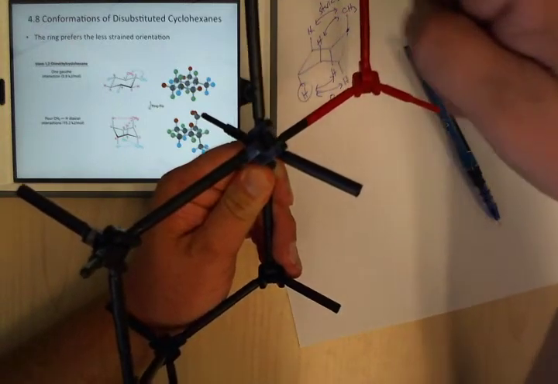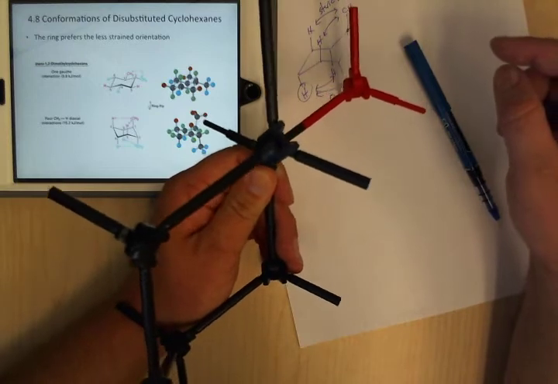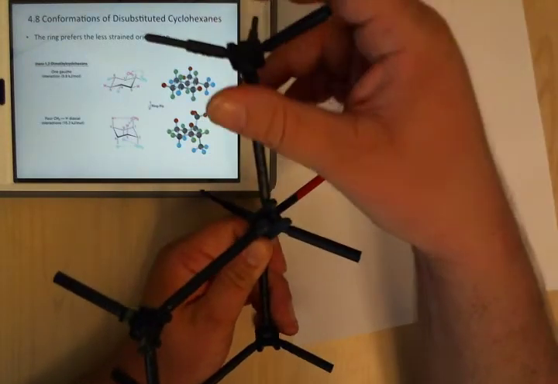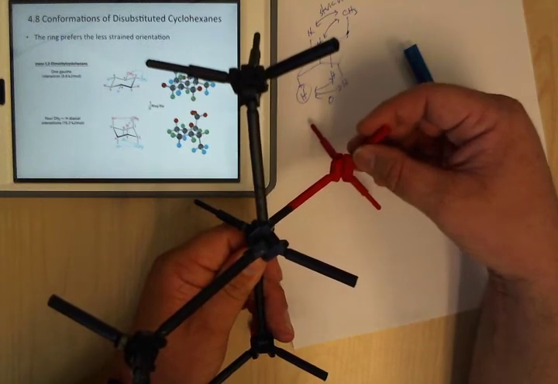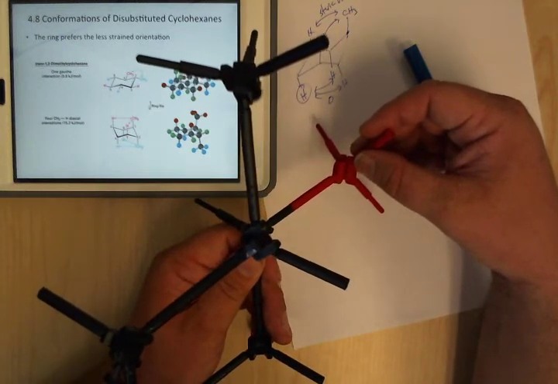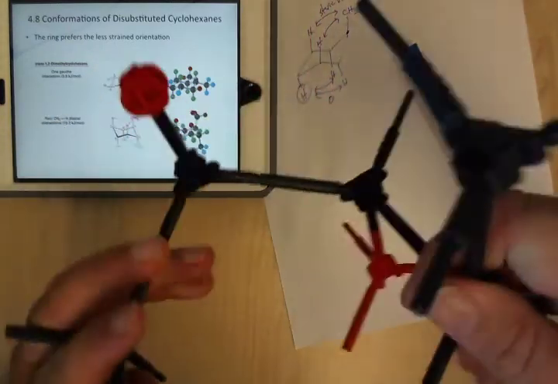So they're 60 degrees away from each other. You're still going to get gauche interactions between this methyl group up here and that methyl group there. So that's going to be some ring strain. So hey, what do we do to get rid of ring strain? Let's do a chair flip.